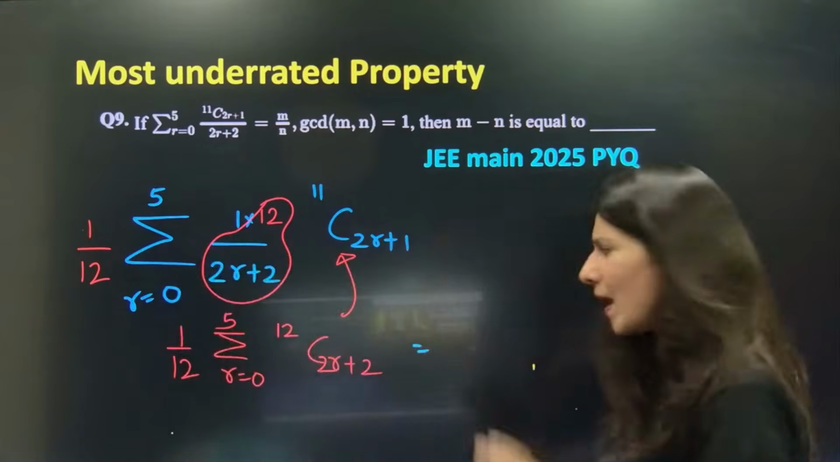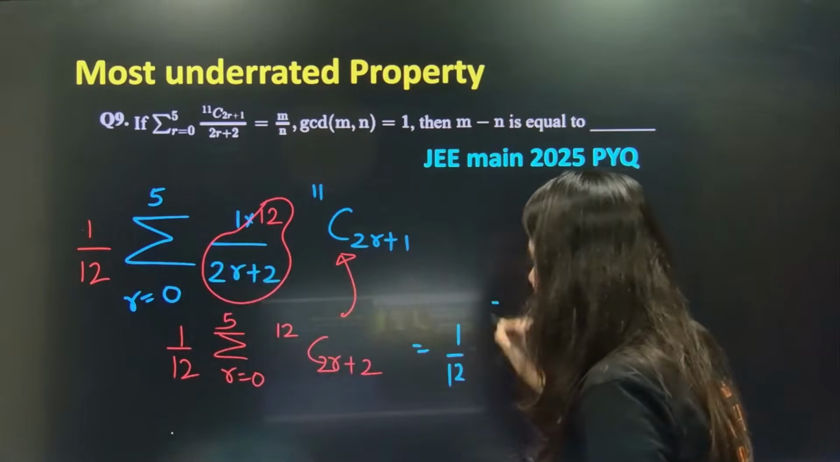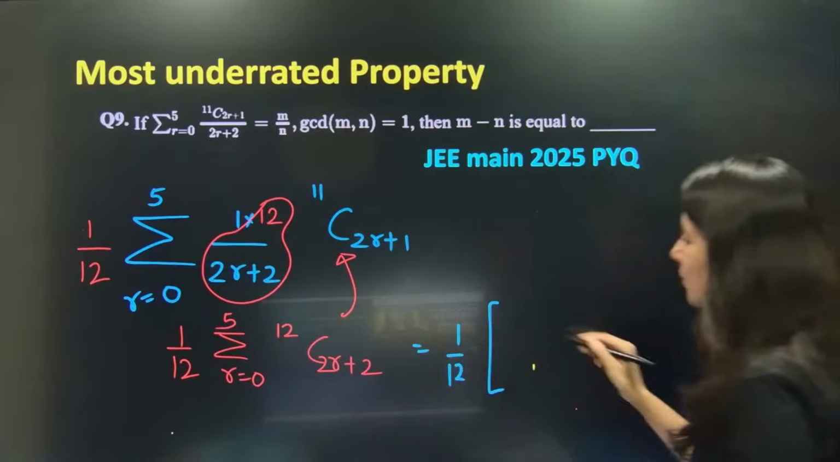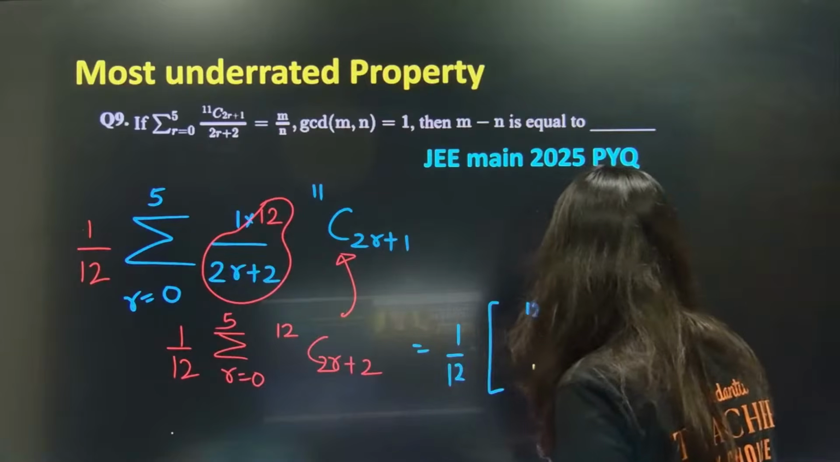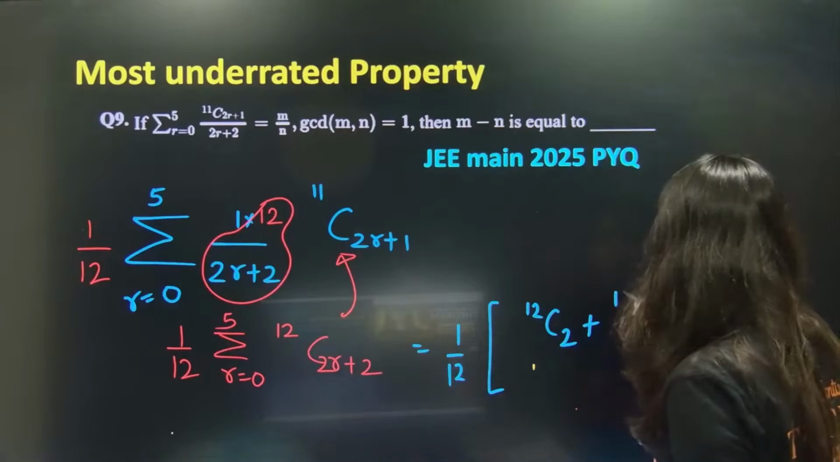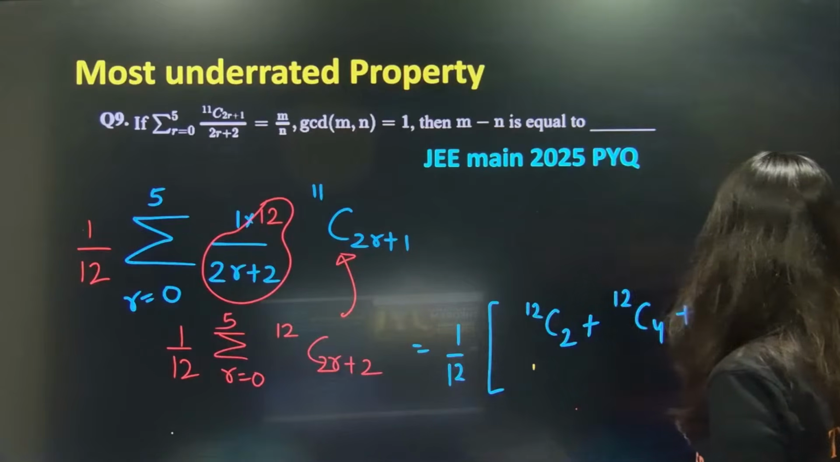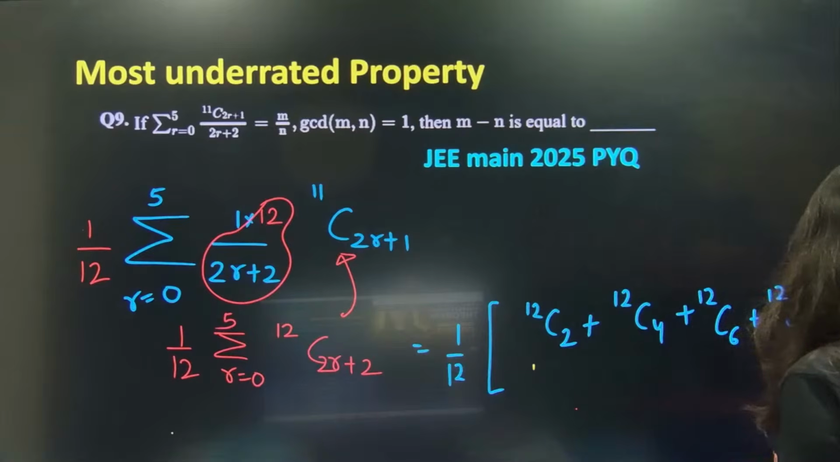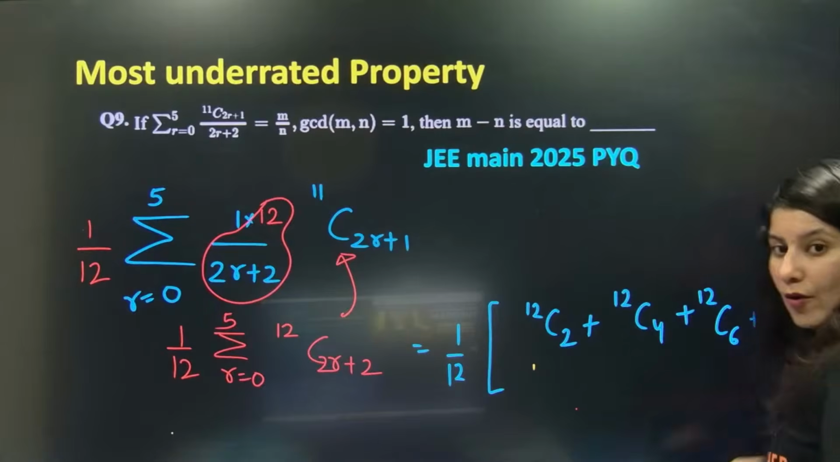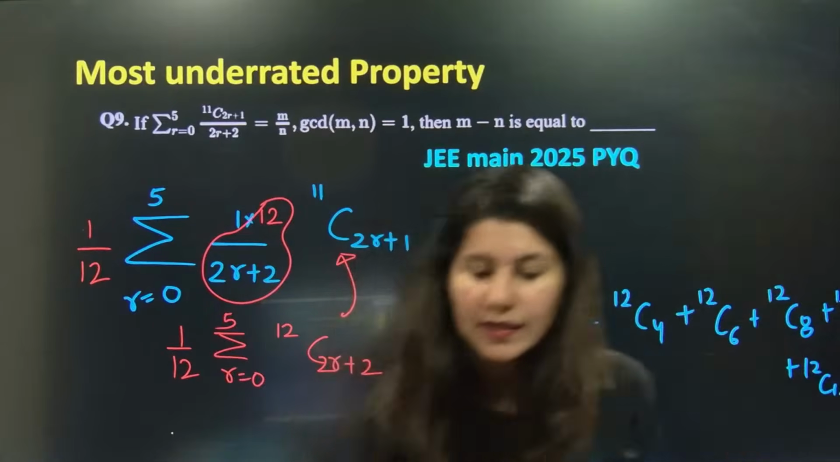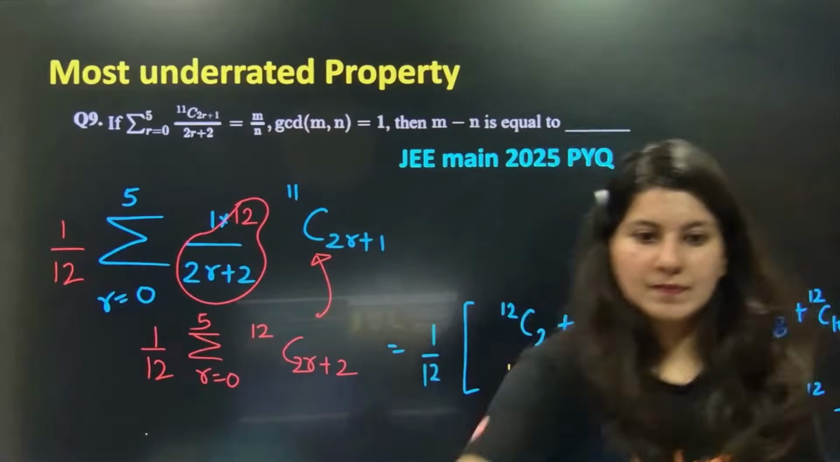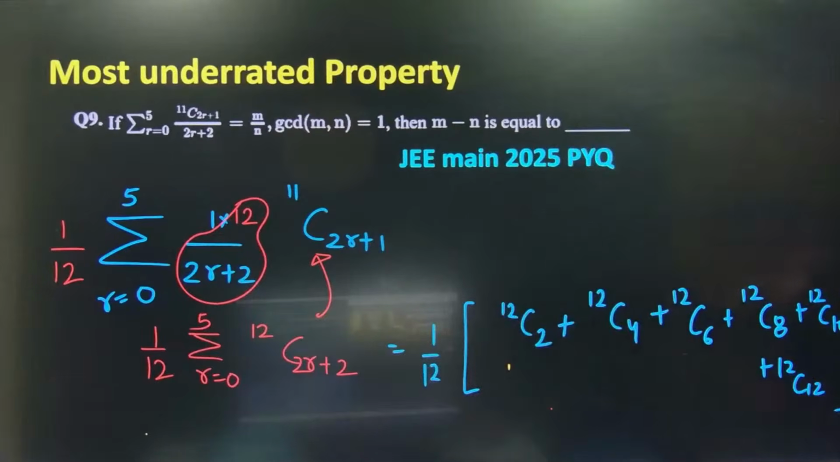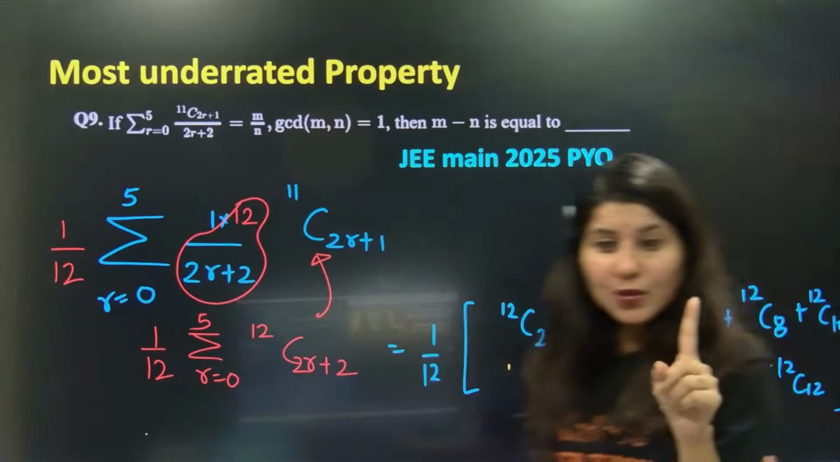Now just expand the sigma, 1 by 12. So if you put r equals 0, it will be 12C2. Put r equals 1, so 12C4 plus 12C6 plus 12C8 plus 12C10 and plus 12C12. Okay, is it not visible? Let me show it to you. Okay, right?